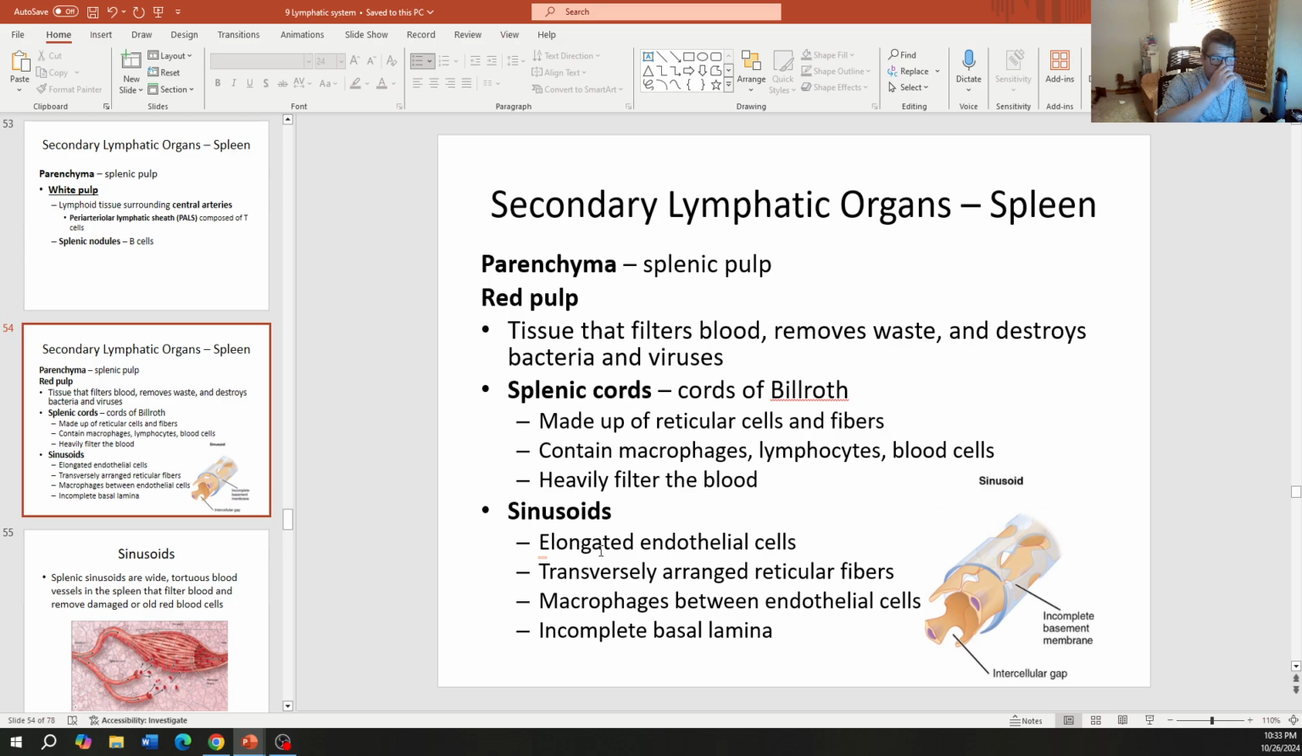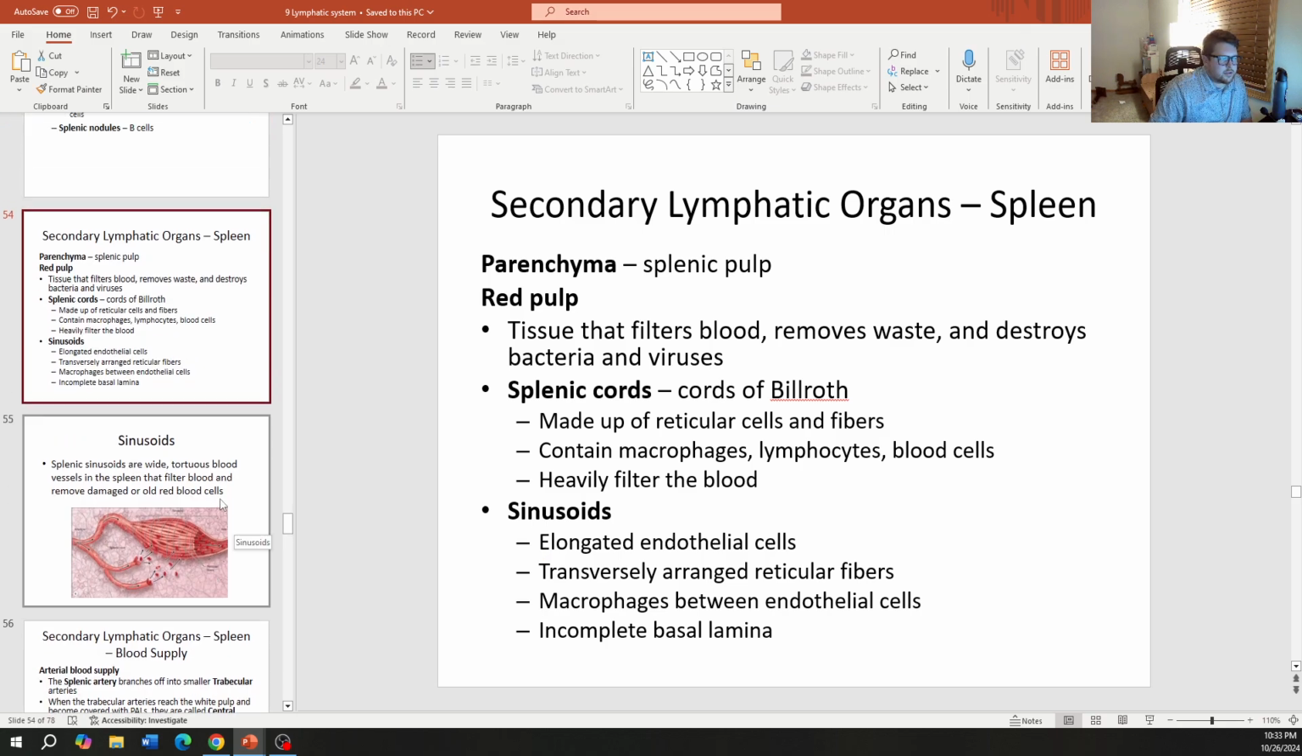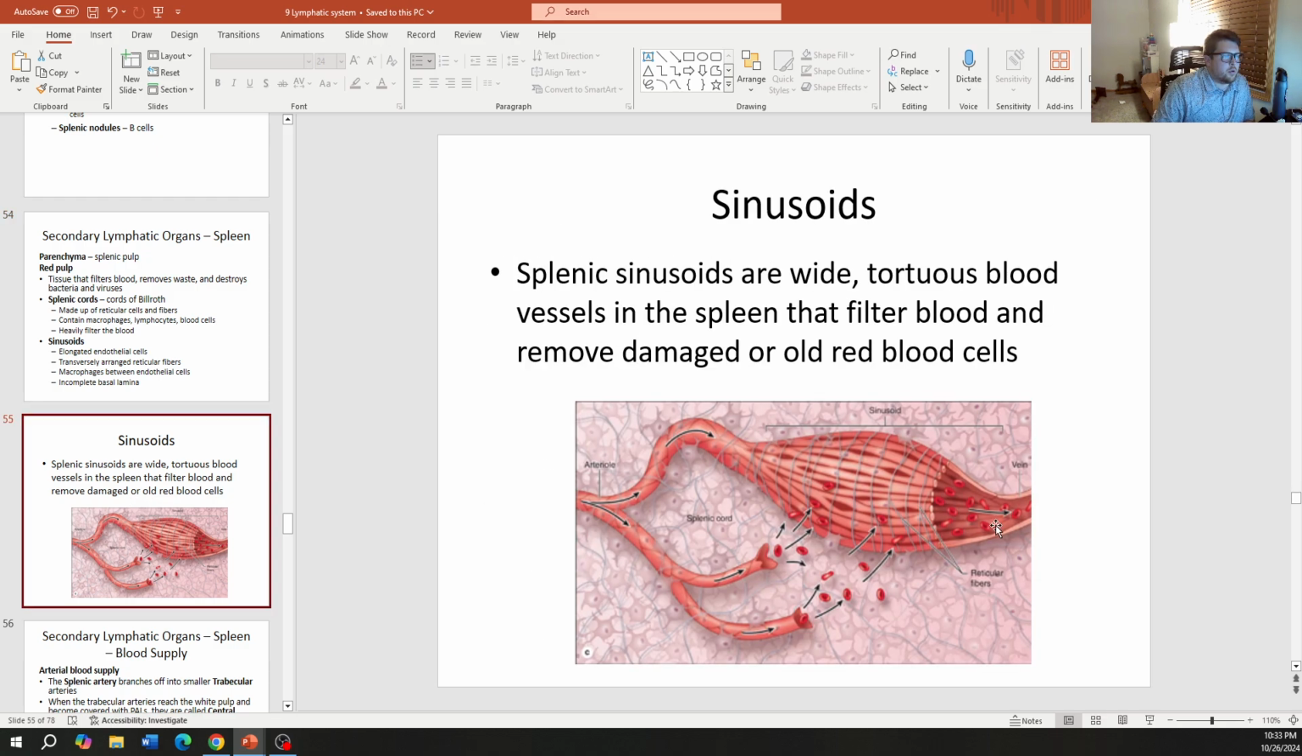We have another structure called sinusoids. I'm actually going to delete that picture because I describe this in the next one. These are elongated endothelial cells. They have transversely arranged reticular fibers. They have a bunch of macrophages and an incomplete basal lamina. These are kind of their own thing.